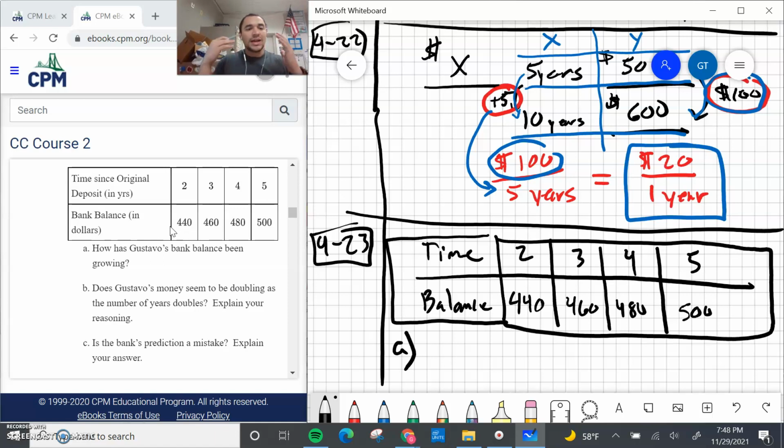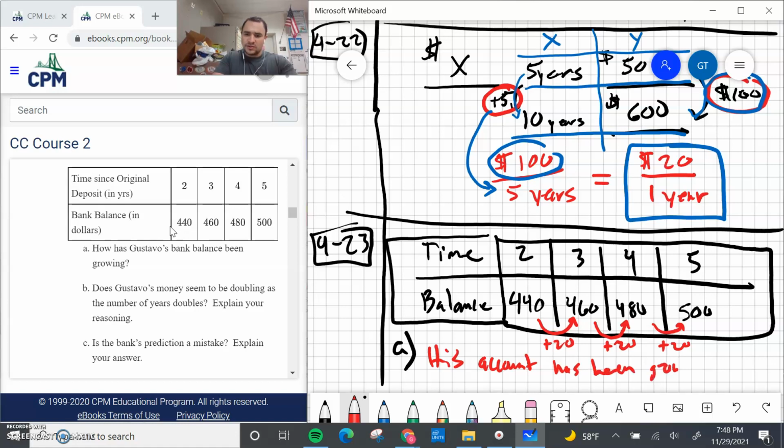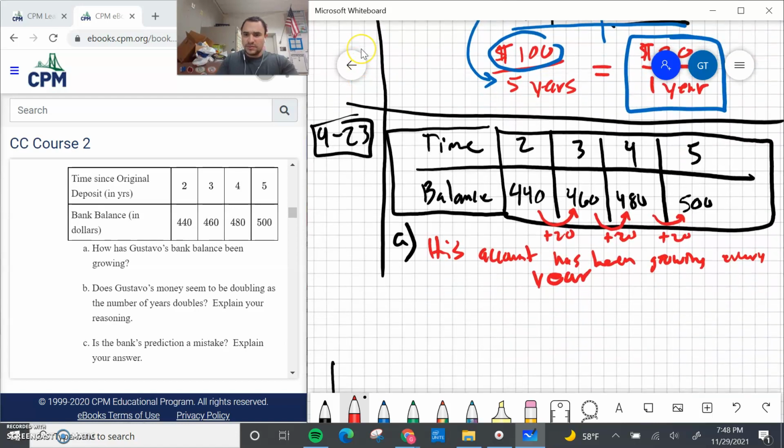All right. How has Gustavo's bank balance been growing? So as you can see, it's been growing plus 20, plus 20, plus 20. His account has been growing $20 per year. I gotta move this up a little bit. Come on, move up.